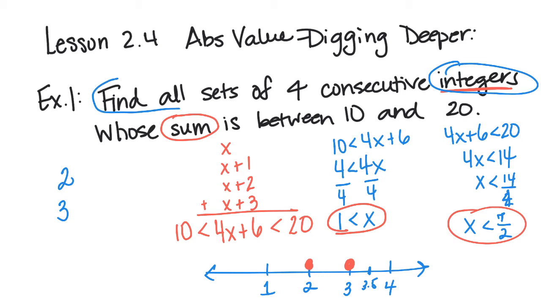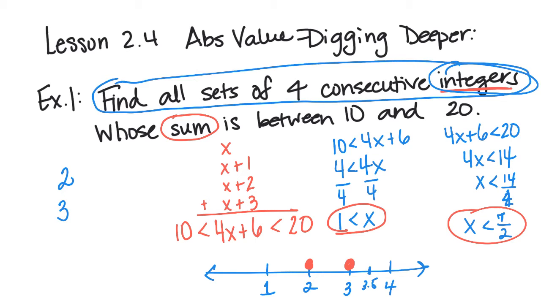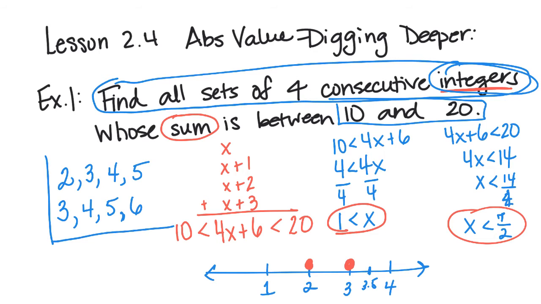But here's what it says. It says find all sets of 4 consecutive integers whose sum is between 10 and 20. Let's see if this makes sense. If I had consecutive integers, 2, 3, 4, 5, do those add up to be between 10 and 20? We're looking between 10 and 20. Yes, that would be 14. 3, 4, 5, 6, those add up to be 18. So my 2 sets of numbers would be 2, 3, 4, 5, and 3, 4, 5, 6.